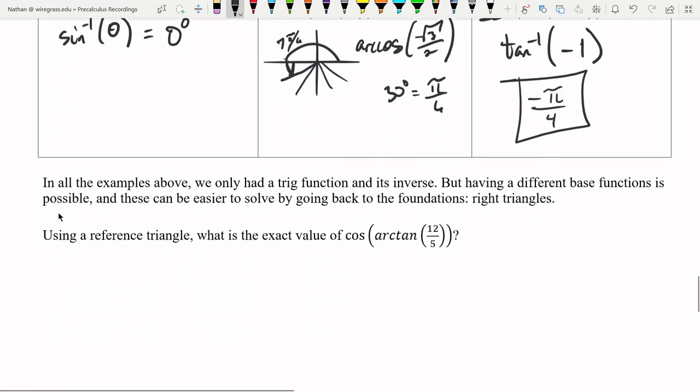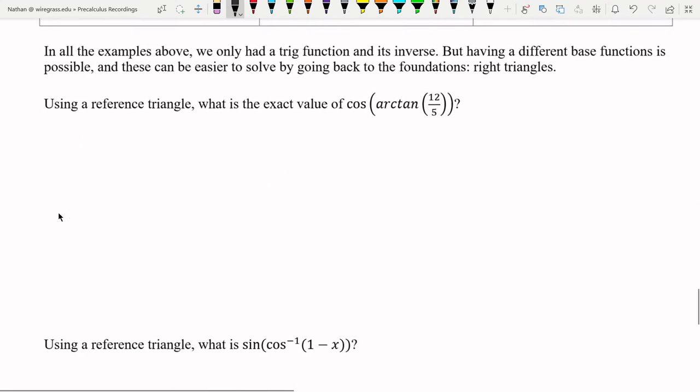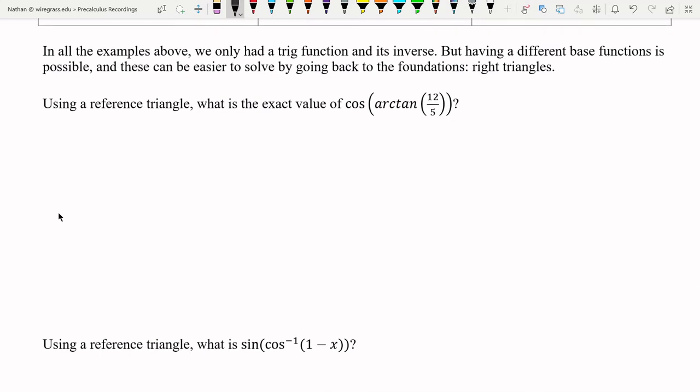Now, in all the above examples, we looked at a trig function and its own inverse. But we could have different trig functions together. As you can see here, we have cosine and arctangent. So to solve this, what we want to do is create what's called a reference triangle. We've already seen this before.